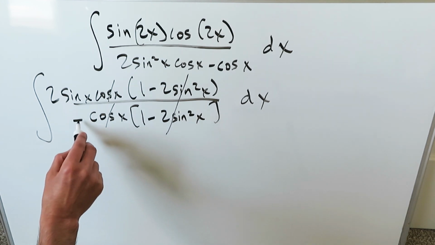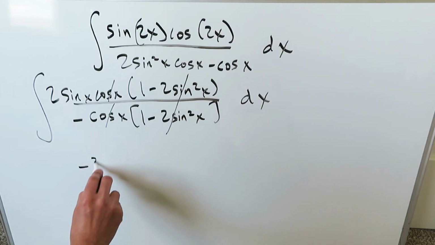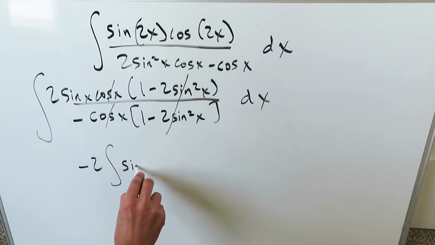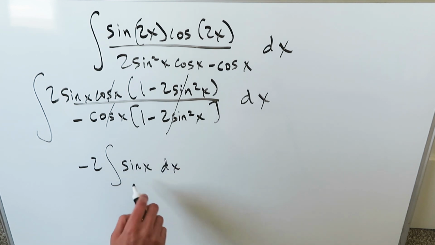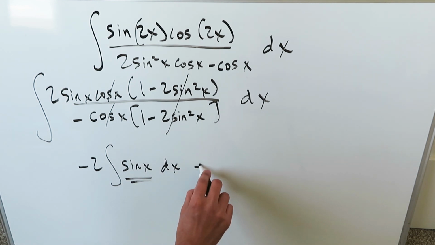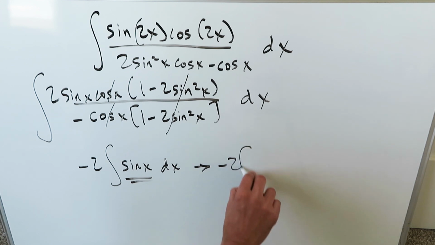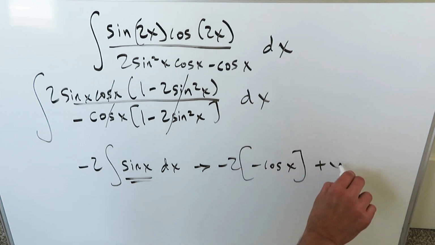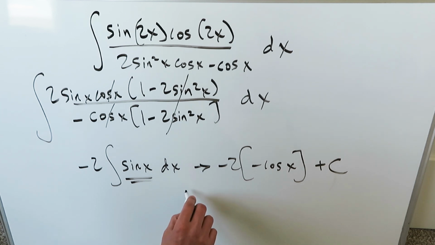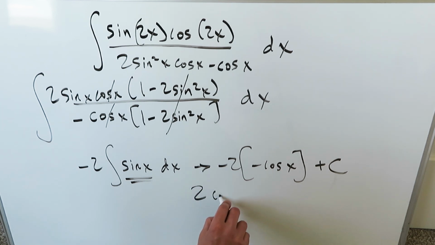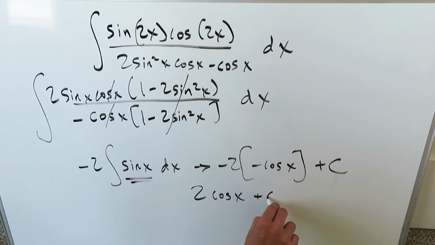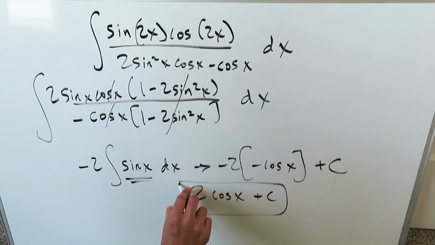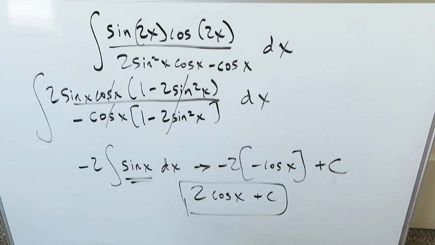The only thing which remains in terms of constants, you have a minus 2, and then you have a sine x dx. The antiderivative of this is going to be a minus cosine x plus c. Compute this and bring it to completion. Your end result is 2 cosine x plus c, and we are done. And that brings us to the end of this integral.